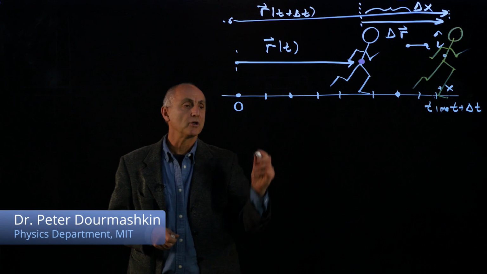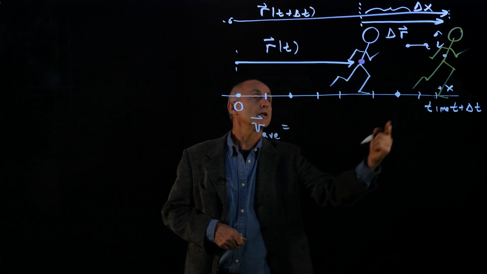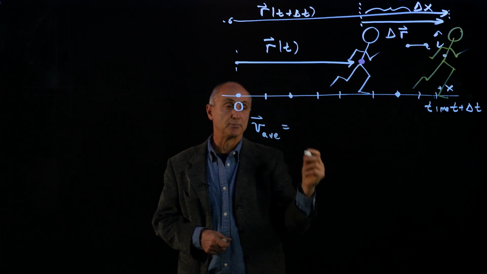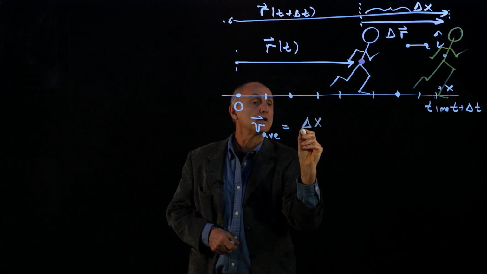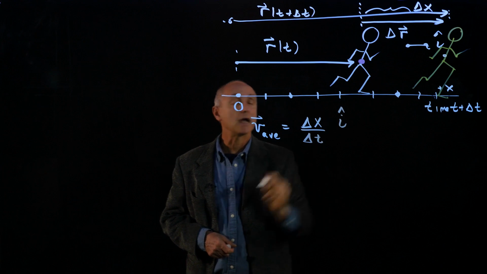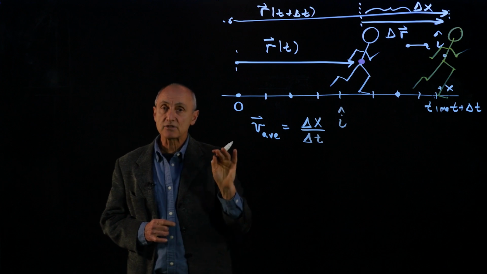We've now described what we call the average velocity for a time interval between when the runner started at time t to a later time at t plus delta t. And we describe that as the component of the displacement vector divided by the time interval times a unit vector i hat.